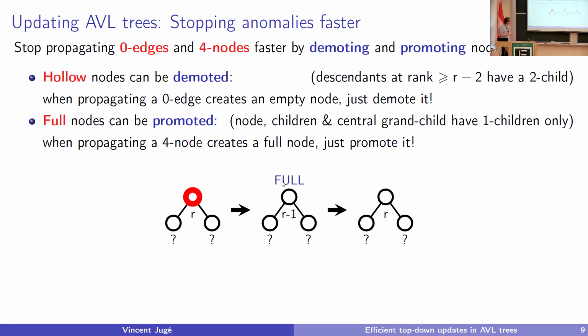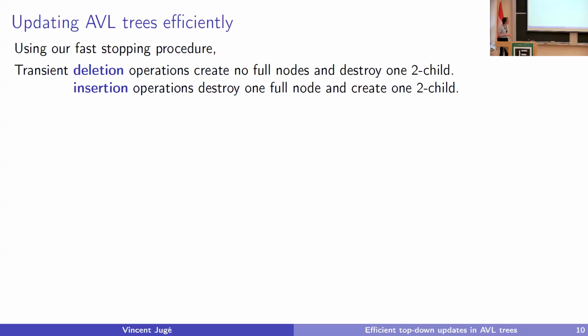And so in particular, when I'm propagating a 4 node, if I had a transient operation, it would mean that the resulting AVL tree would have a rank R-1. But if the root I get here is full, then I can just promote it again. And then it will be a terminal operation. I'm just doing that, and it will be enough, actually.